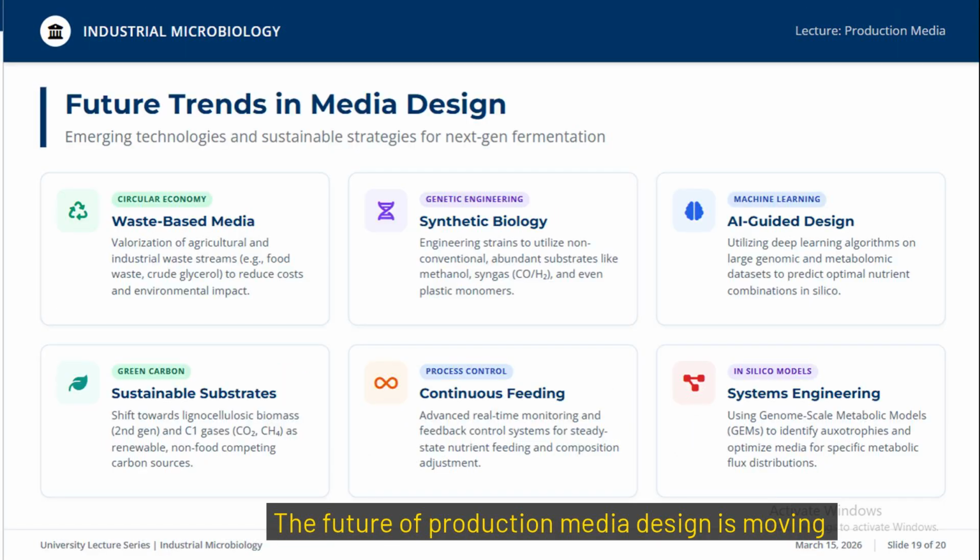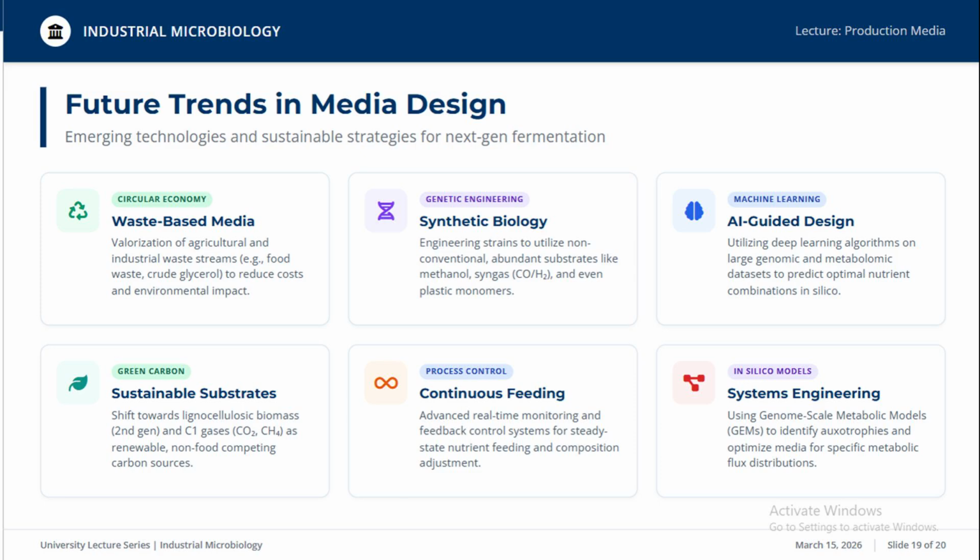The future of production media design is moving toward smarter, more sustainable, and more precise systems. One major trend is the use of low-cost renewable raw materials such as agricultural residues, food industry waste, lignocellulosic hydrolysates, whey, glycerol from biodiesel production, and other circular bioeconomy substrates. Another trend is data-driven optimization using bioinformatics, metabolic modeling, artificial intelligence, and machine learning. These tools can predict nutrient needs and help design better media with fewer experiments.